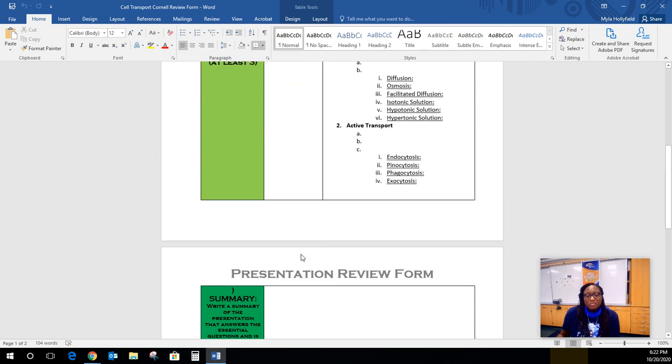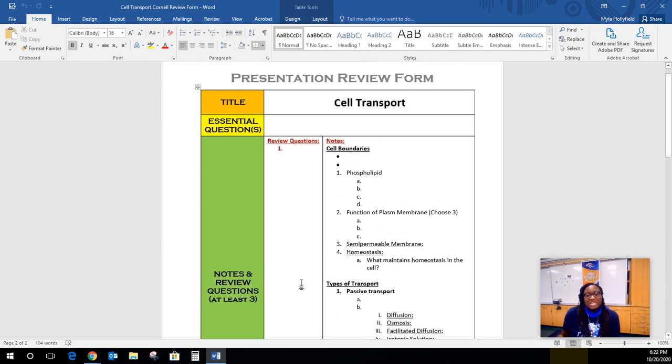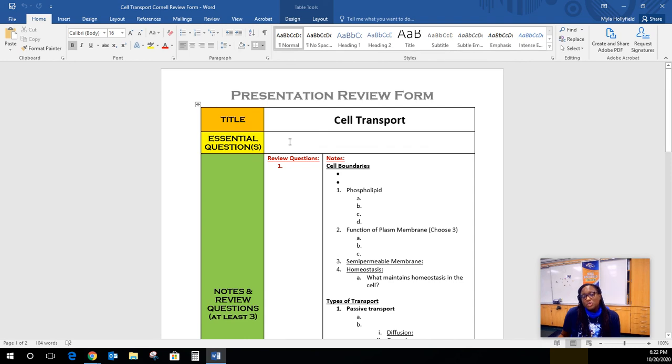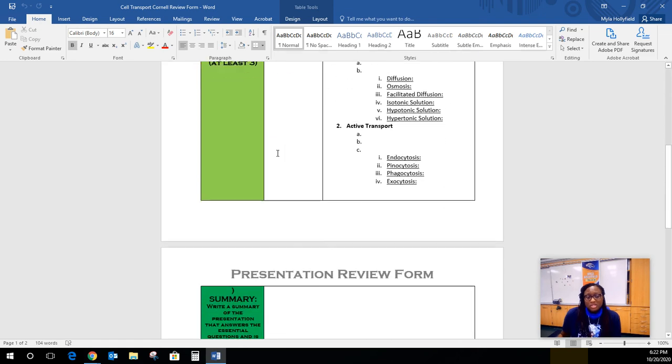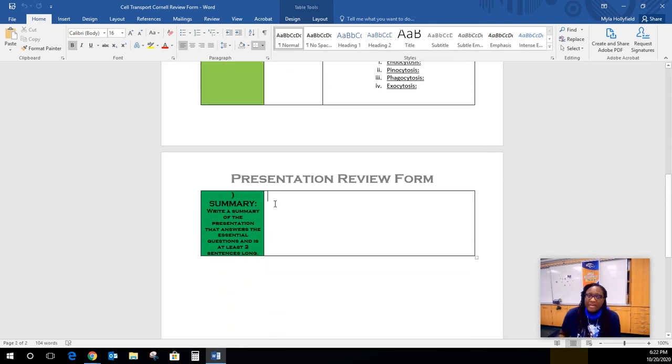Once you are done with your review questions, it's then time to work on the summary. Now, the best way to write the summary is to use the essential questions to help you. The summary needs to be a cohesive paragraph. I believe one of your questions is, give me a couple functions of the cell membrane. So you can talk about the cell membrane is made up of a phospholipid bilayer that allows for materials to enter and exit the cell. And then you can tell me a little bit more information about the cell membrane. And then the second essential question is asking you, what is the main difference between passive transport and active transport? You can give me some of that information.